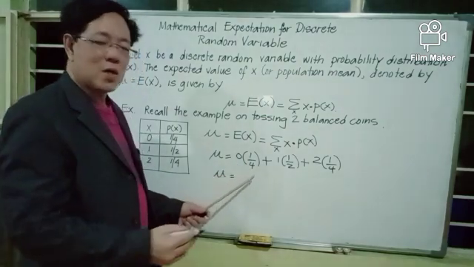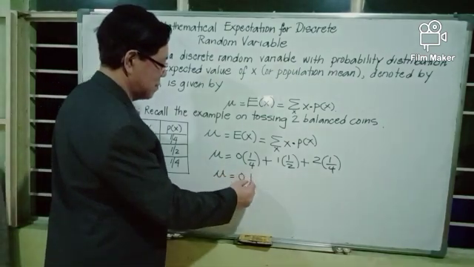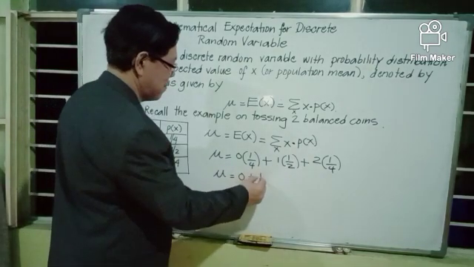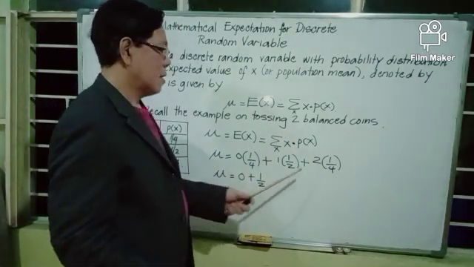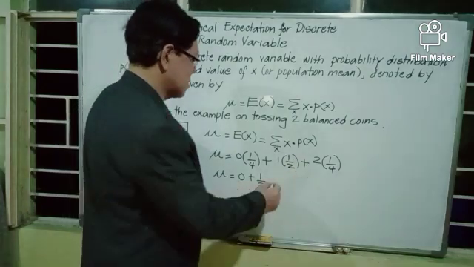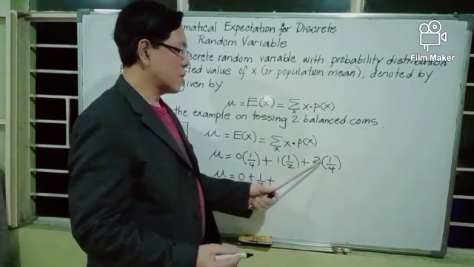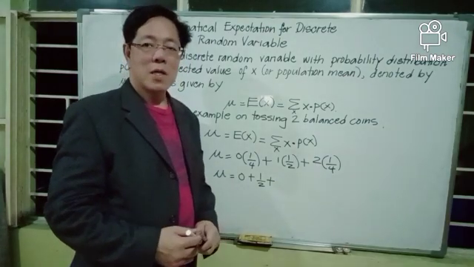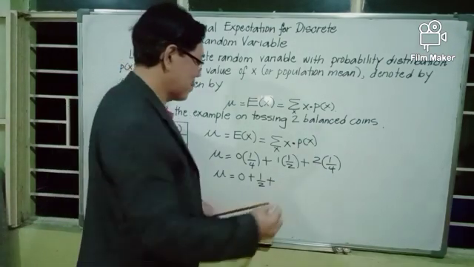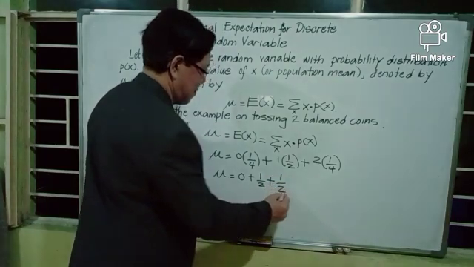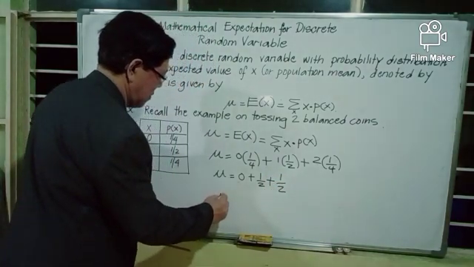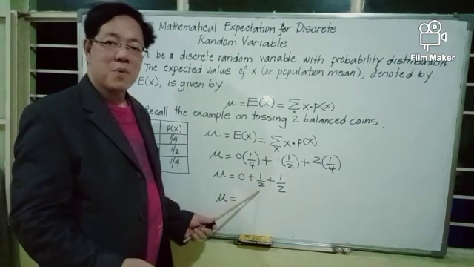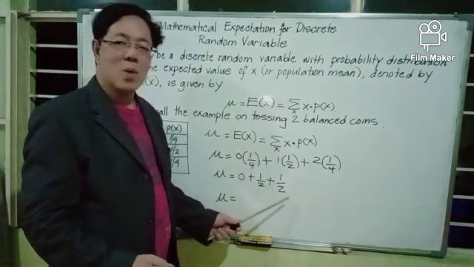0 times 1/4 is 0. 1 multiplied by 1/2 is 1/2. And plus 2 multiplied by 1/4 is 2/4, in lowest terms 1/2. And 0 plus 1/2 is 1/2, and 1/2 plus 1/2 is 1.